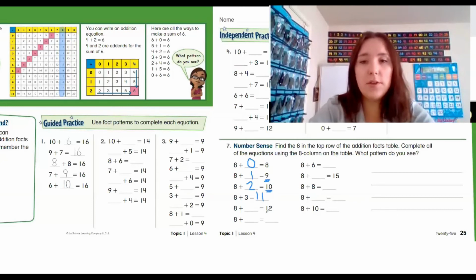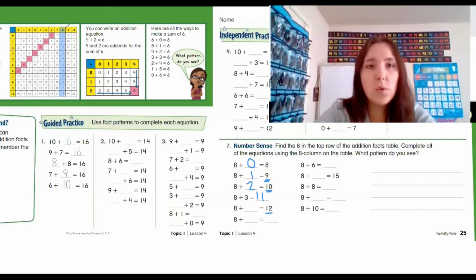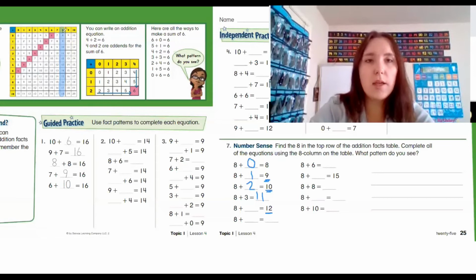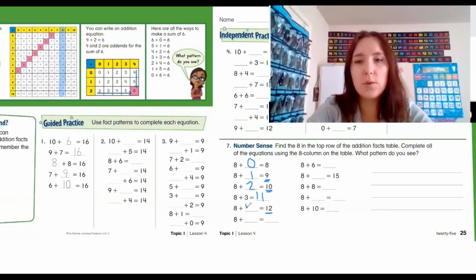Now let's look for the sum again. So I'm going back to my 8 column. I'm looking for the sum of 12 in those white boxes. So I'm going down, going down, going down, going down. Oh, found it. Now let's go all the way over to the left. Let's see what our addend is. It's 4. So 4 plus 8, or 8 plus 4, equals 12.